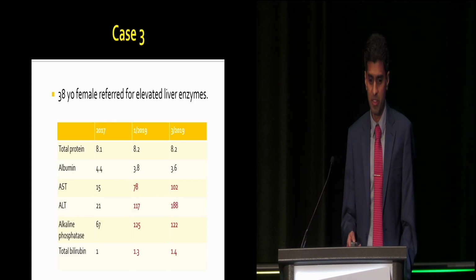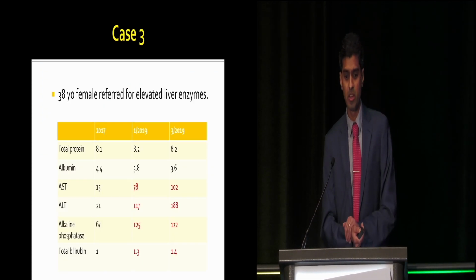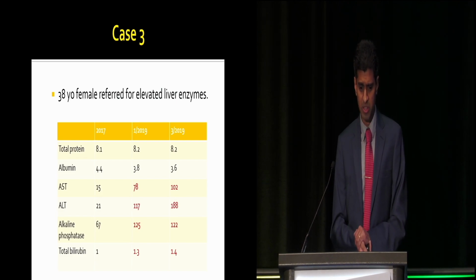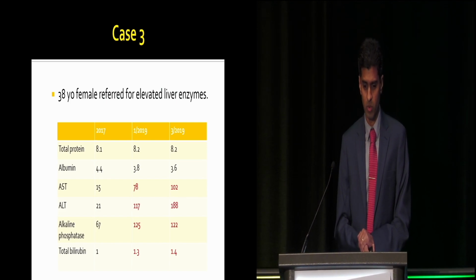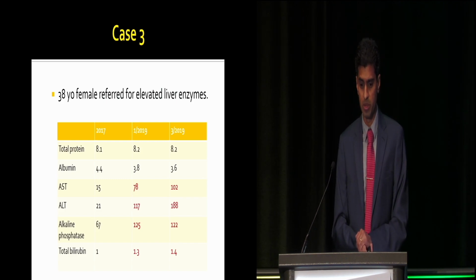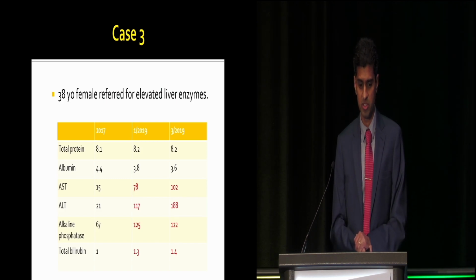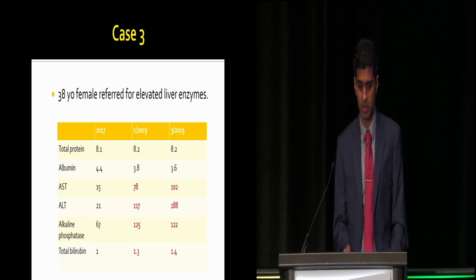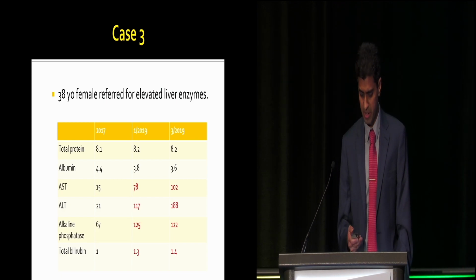So the last case, third case, is a 38-year-old female referred for elevated liver enzymes. In 2017, her liver enzymes were completely normal. In January 2019, her AST was 78, ALT was 117. So ALT is about 3 to 4 times the upper limit of normal. 2 months later, her AST was 102 and ALT was 188, so almost 5 to 6 times the upper limit of normal. Alkaline phosphatase barely elevated at 122.